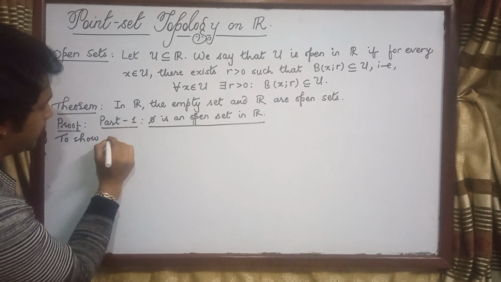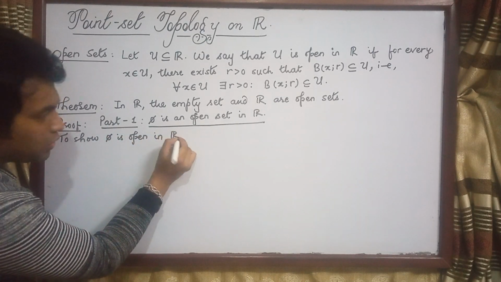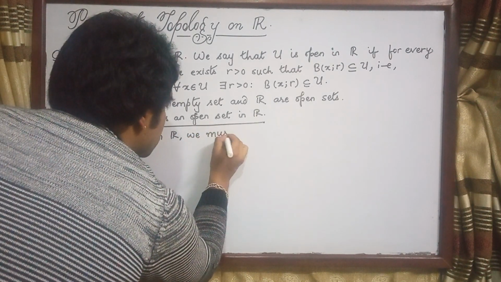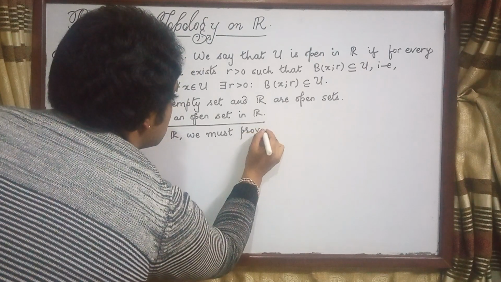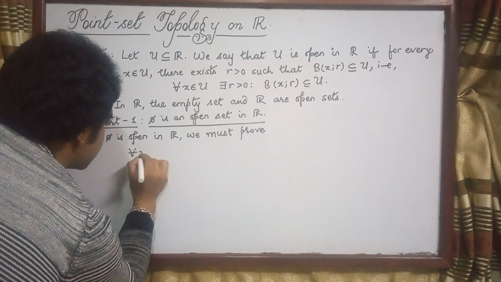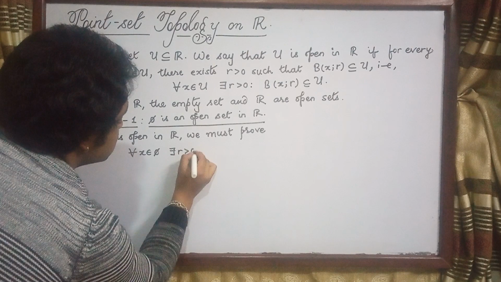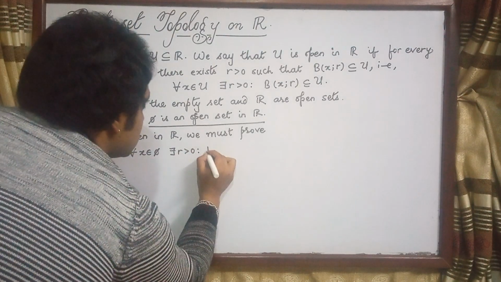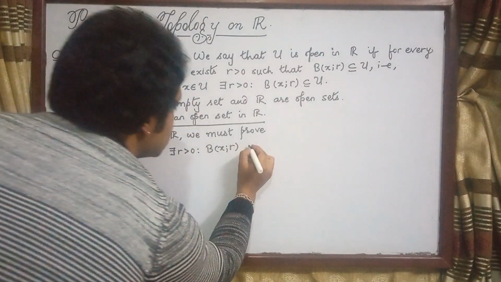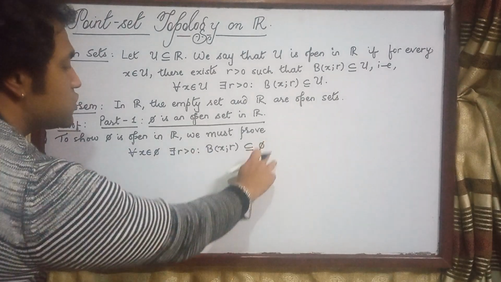What does this mean? This can be written as, to show phi is open in R, what do we need to show? We must prove that, for all x belonging to phi, there exists r greater than 0 such that the open ball centered at x with radius r is totally contained in phi. This is what we are supposed to prove.